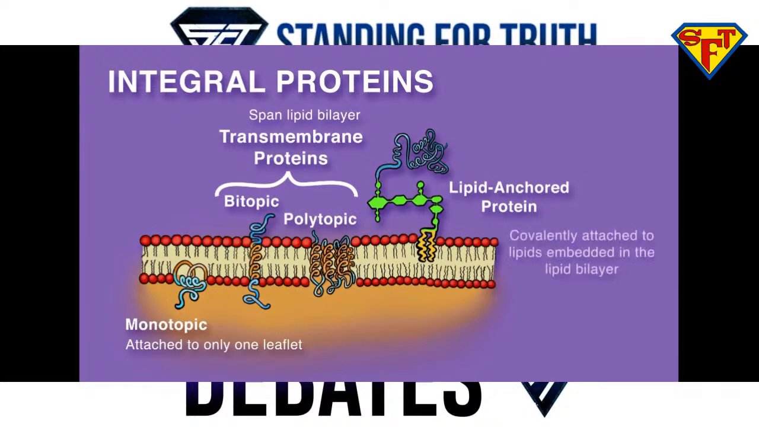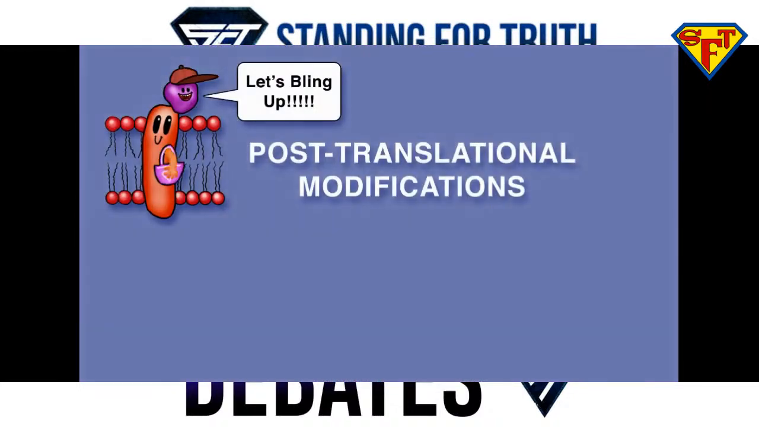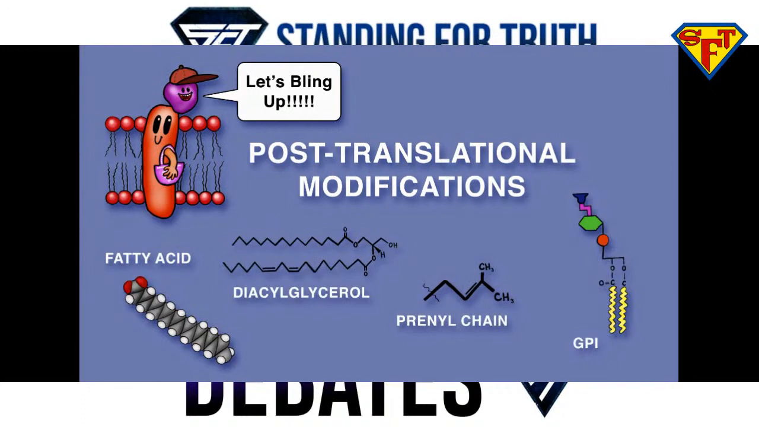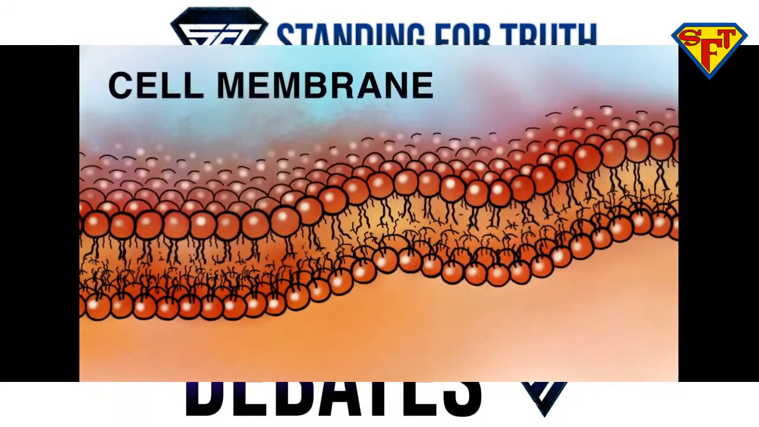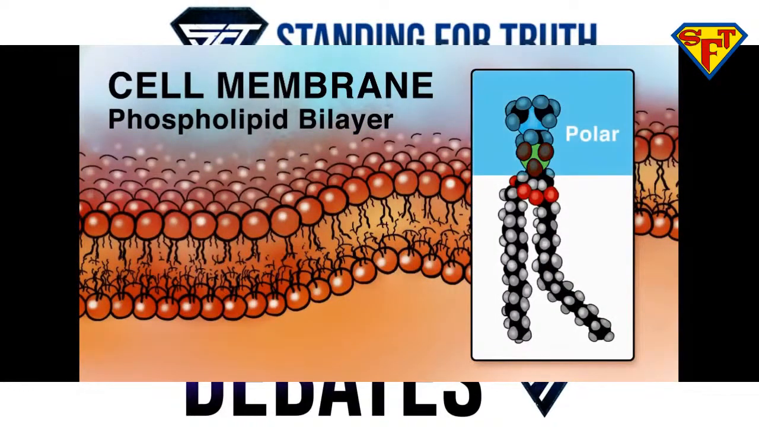Lipid-anchored proteins are those which are covalently attached to lipids embedded in the lipid bilayer. For example, GPI, or glycosyl phosphatidylinositol, is a glycolipid that gets attached to a protein C terminus during post-translational modification. It acts as an anchor for proteins to the outer leaflet of the plasma membrane. Both integral and peripheral proteins can be post-translationally modified. There can be addition of fatty acids, diacylglycerol, prenyl chains, or GPI. Recall that cellular membranes are made up of a phospholipid bilayer, which consists of 2 leaflets of phospholipids. These phospholipids have polar heads which are hydrophilic, or water-loving, and nonpolar fatty acyl tails that are hydrophobic, or water-hating.